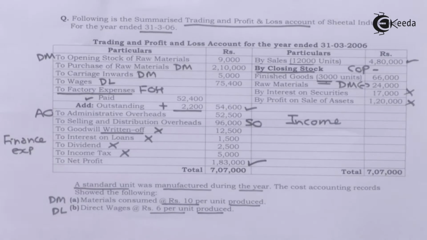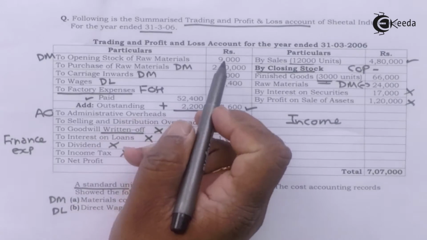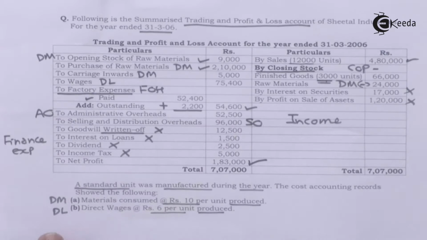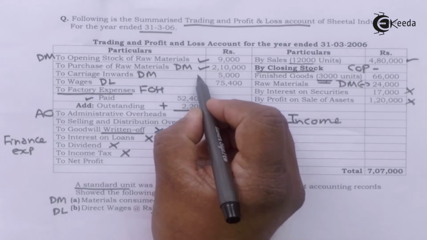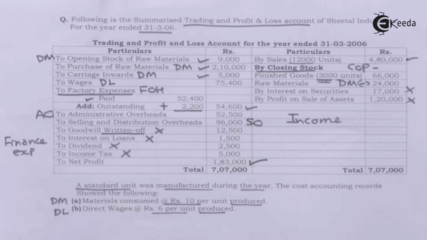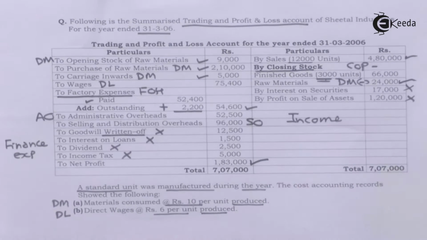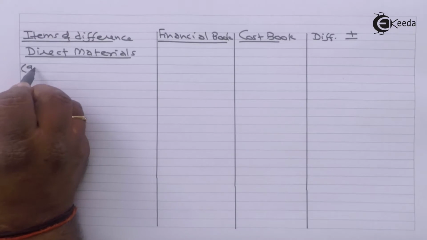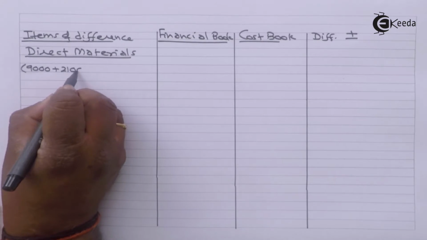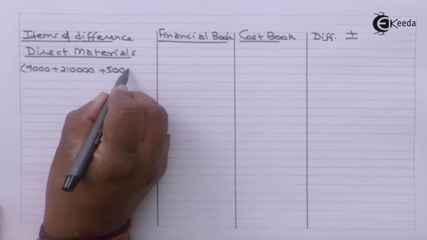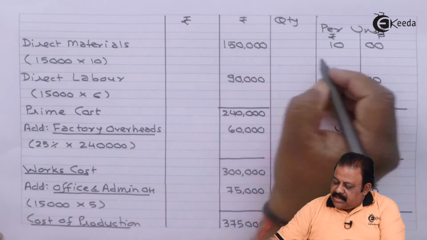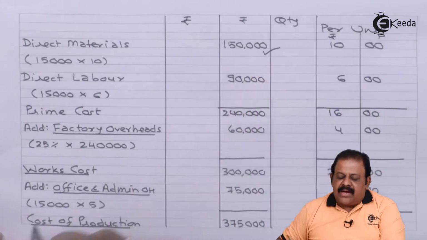In financial book, we have opening stock of raw material 9,000. We have purchased raw material 2,10,000. There is carriage inward 5,000. And there is closing stock of raw material 24,000. So we are required to calculate raw material consumed as per financial book. As per cost sheet, direct material is rupees 1,50,000.